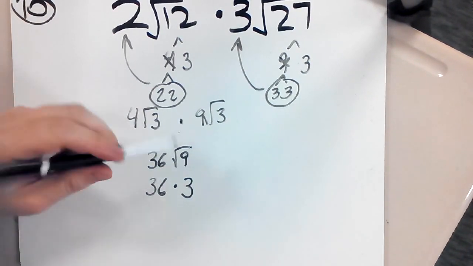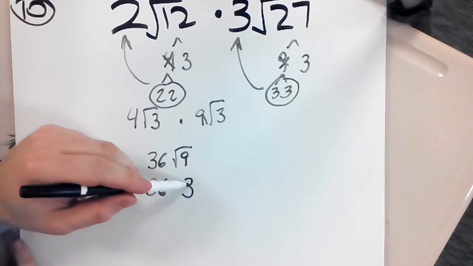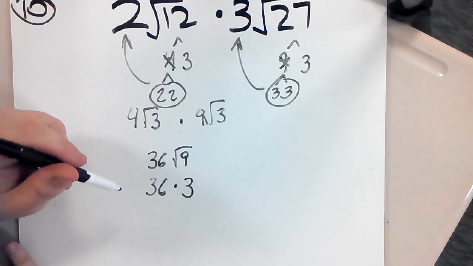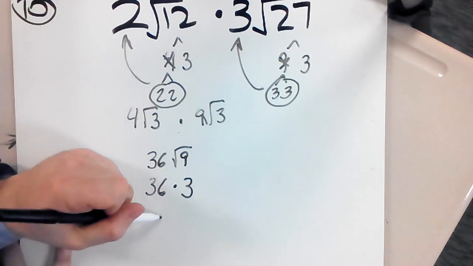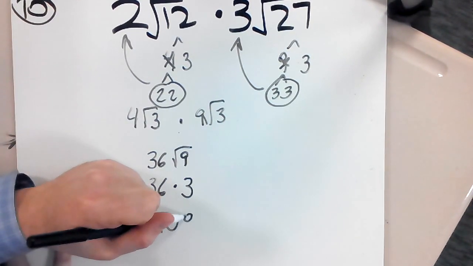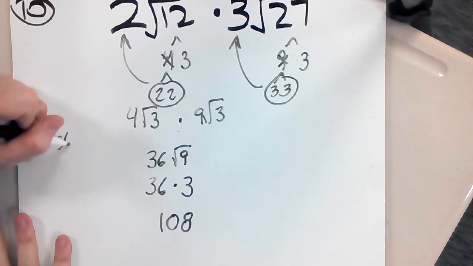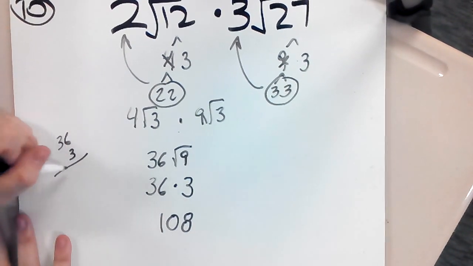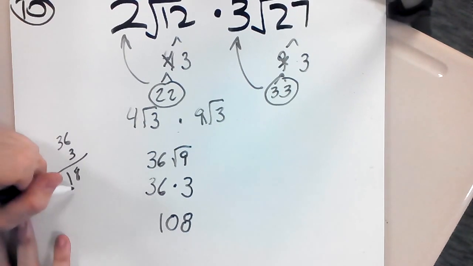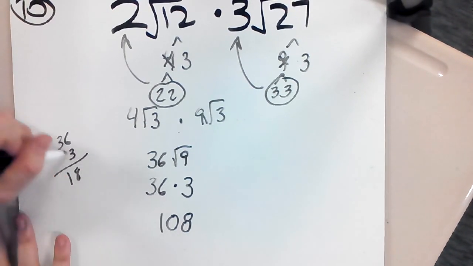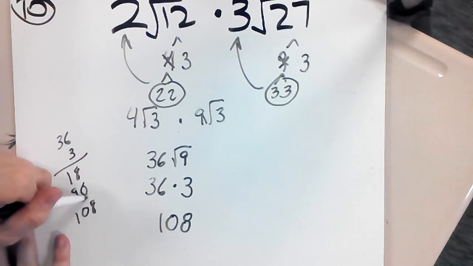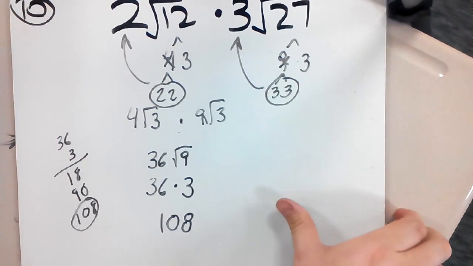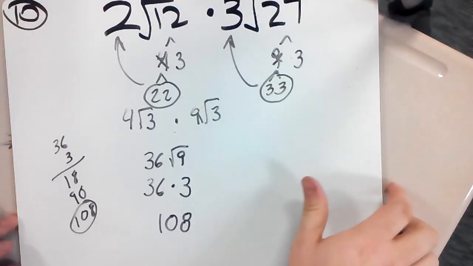Then I have to do this in my head. 36 times 3. Well, 30 times 3 is 90. 6 times 3 is 18. I add those together and I get 108. That's just a hint of how to do it in your head. Or if you have to, just write it out. Okay, this is 18. Then I multiply that. This is 90. And you add them together. 108. However that works for you. Because remember, we have to do these without a calculator. All right, next.